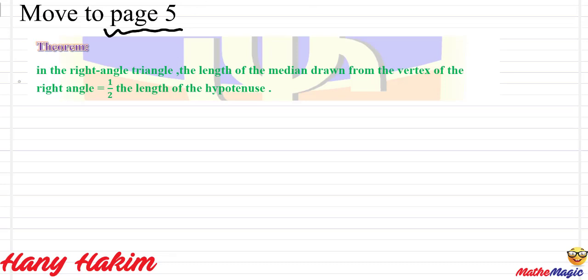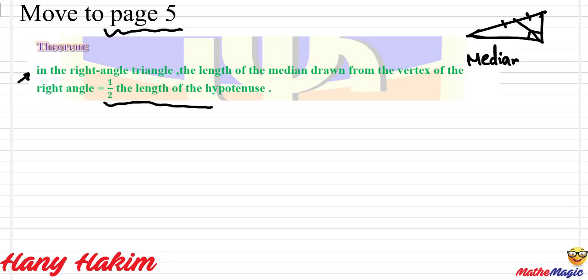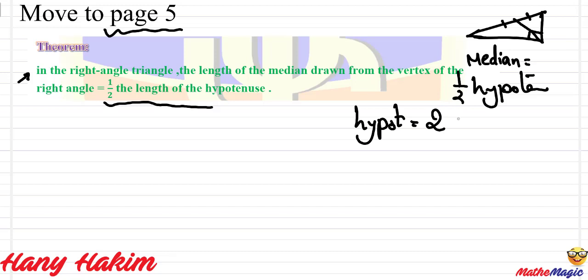Here we have a theorem in the right angle triangle: the length of the median drawn from the vertex of the right angle equals half the length of the hypotenuse. The right angle triangle is also a triangle. If we find a median drawn from that vertex, that means the median equals half the hypotenuse. That means the hypotenuse equals twice or double of that median.